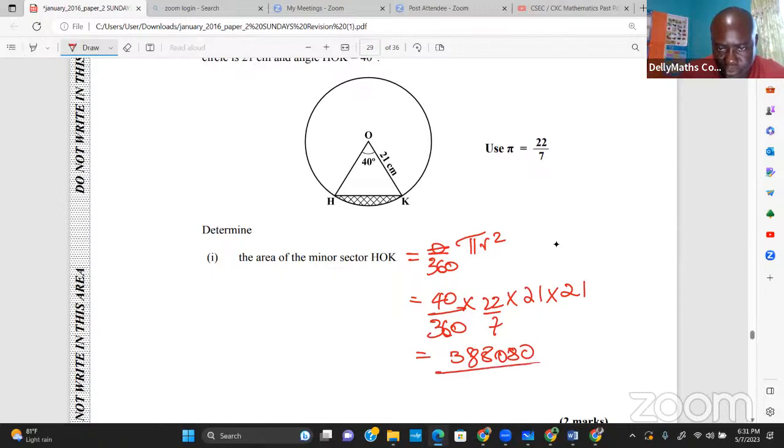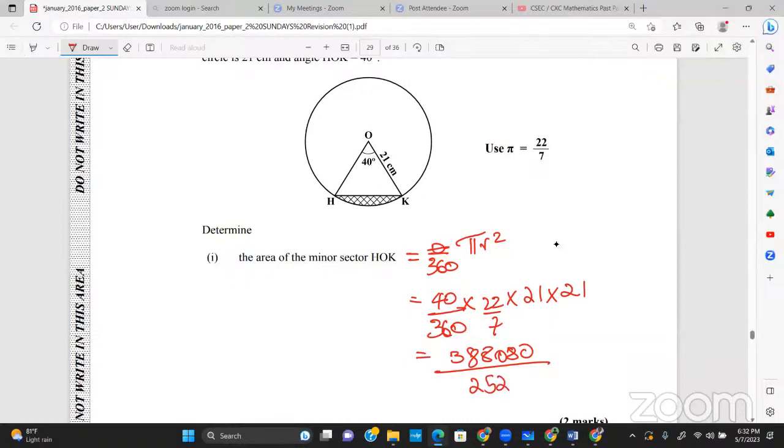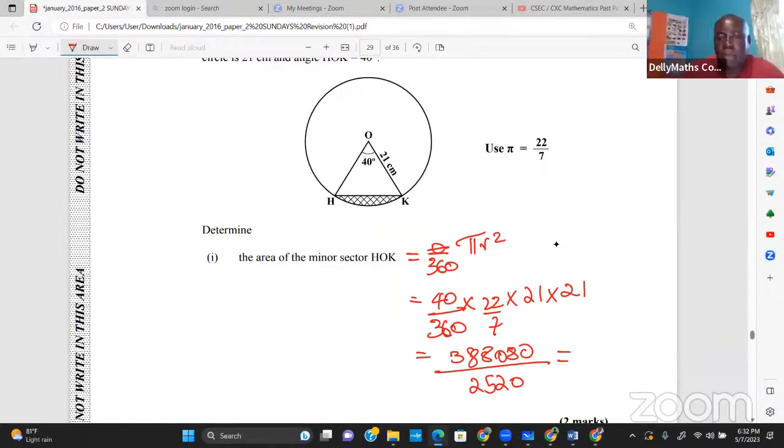Make sure that I'm correct. Keep me correct, people. All right. So at the bottom now is going to be 2,520. The top is 388,080. We're going to divide that by 2,520, and I'm getting about 154 cm square. So that's 154 square centimeters we're looking at for that.